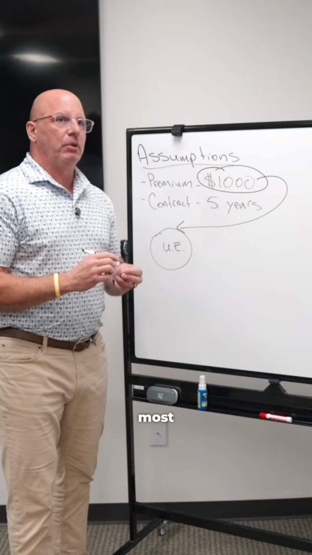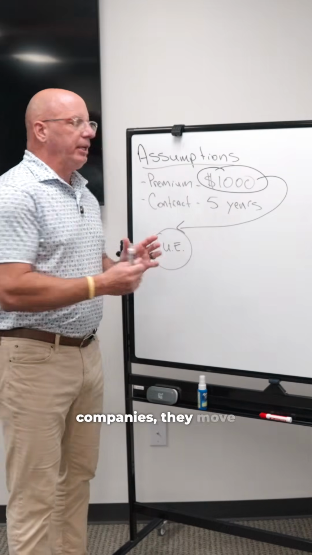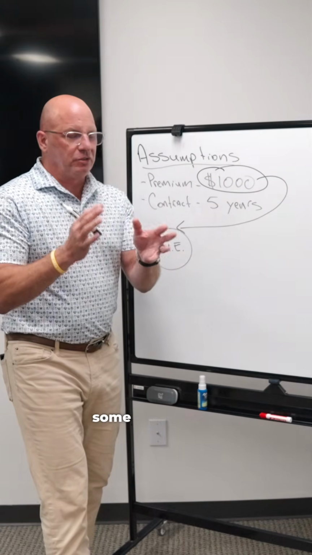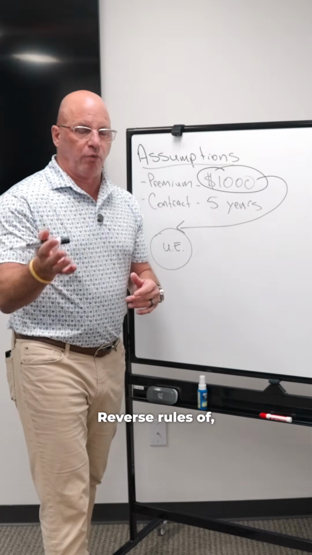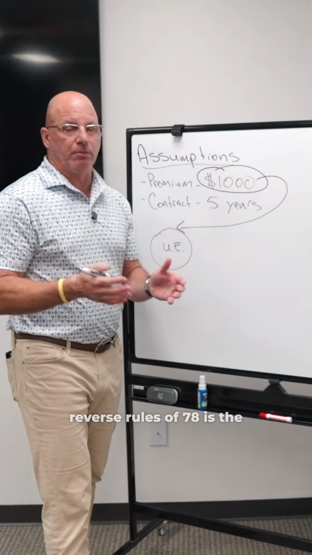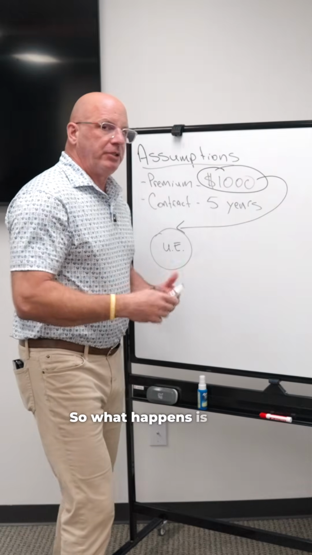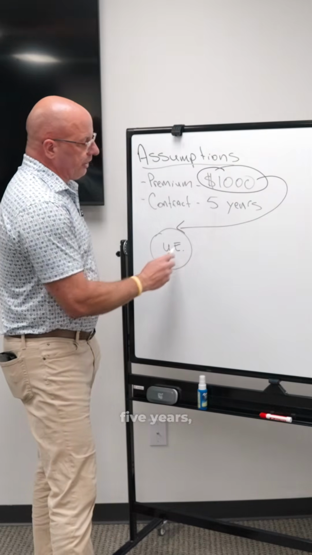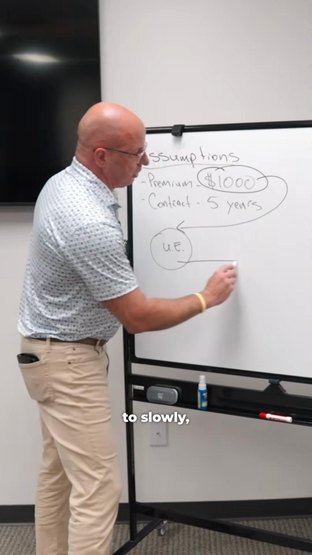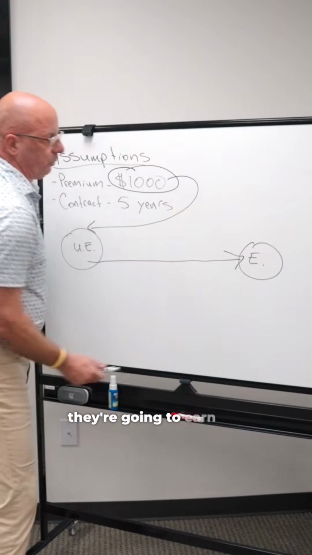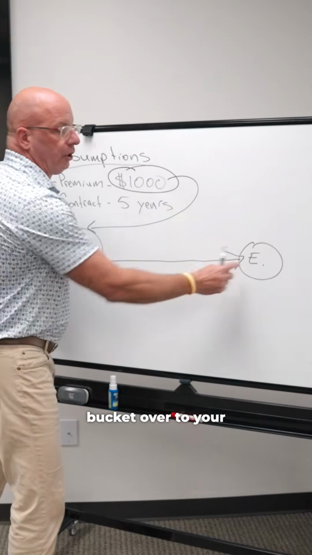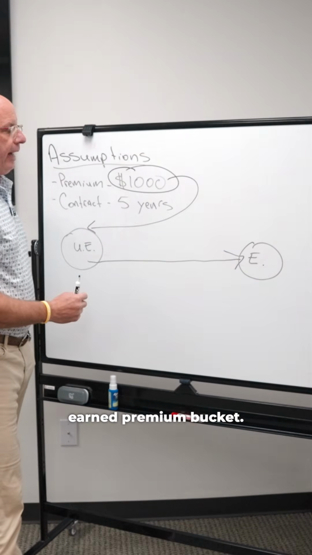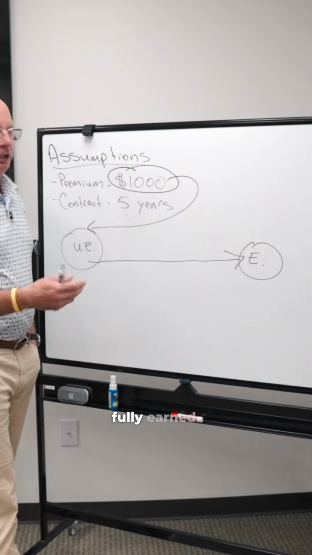Keep in mind, most administration companies move the monies around, and some of them use different formats. So I'm not going to get into the whole formatting. Reverse rule of 78 is the most common. So what happens is over the course of the 5 years, these unearned premiums are going to earn out, and they're going to move from your UE bucket over to your earned premium bucket. At the end of the 5 years is when they would be fully earned.